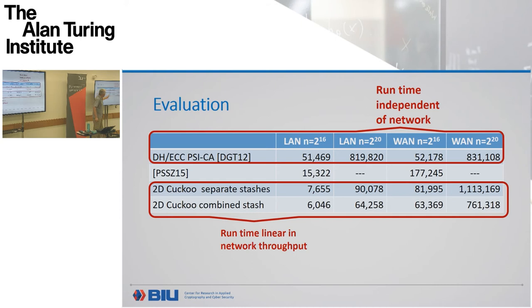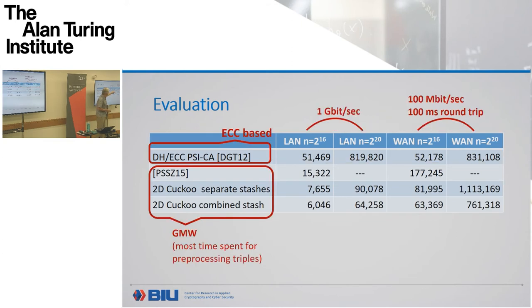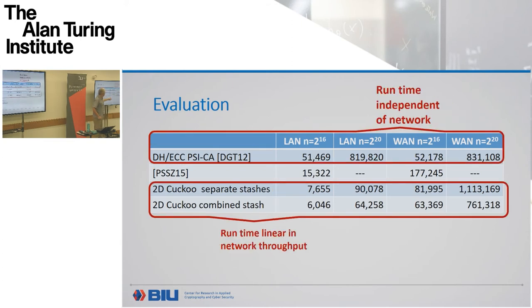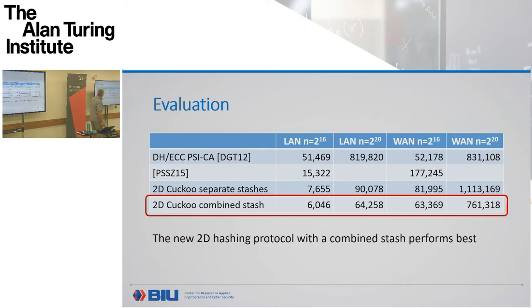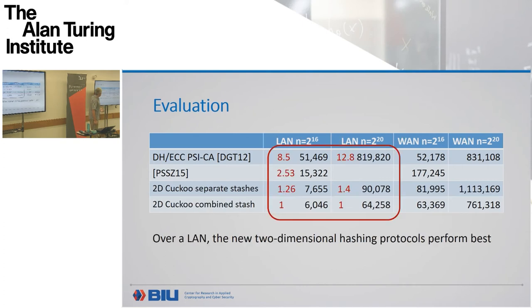Here you see that when the network slows down by a factor of 10, as you can see from here to here, the runtime increases by a factor of slightly more than 10. So here communication is the bottleneck. This is the best protocol we have.